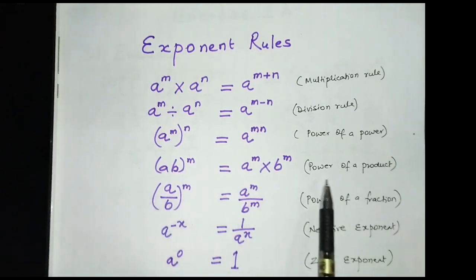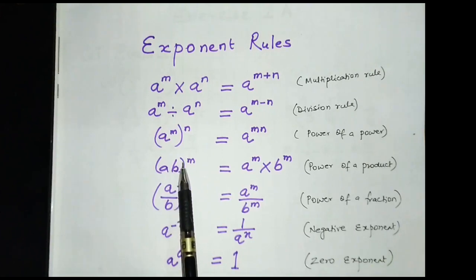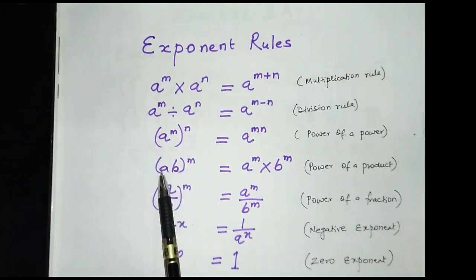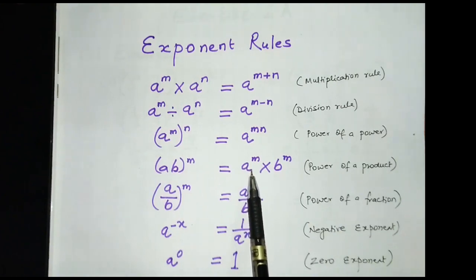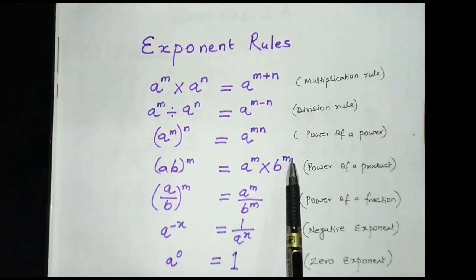Next is power of a product. See, this ab is in brackets and there is power m. That means this power is for both a and b, both terms. So we can separate them and write it as a raised to power m into b raised to power m.